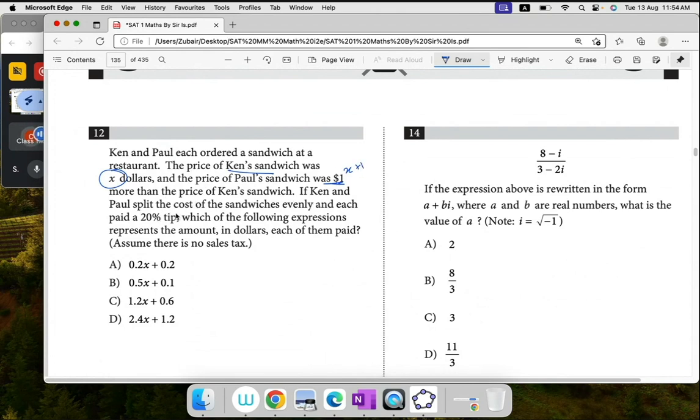If Ken and Paul split the cost of the sandwich evenly and each paid 20% tip. So this is the total cost and they're paying this. And each paid a 20% tip. Which of the following expressions represents the amount in dollars each of them paid, times 1.2? So 2x by 2 plus 1 by 2 times 1.2. So 1.2x, there's only in one option, so I'm not calculating the remaining part. I can see 1.2 in only C.